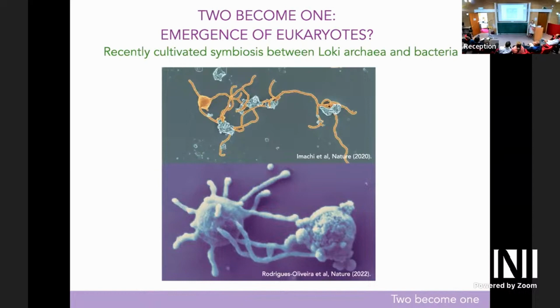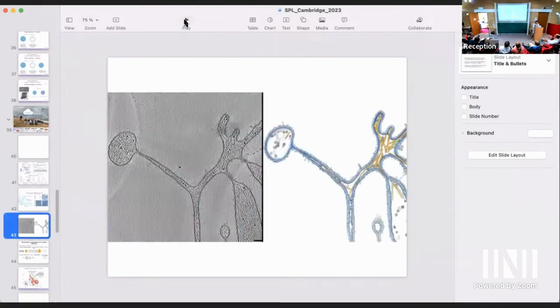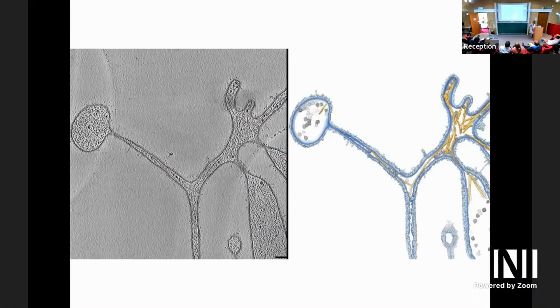When you say actin, is it monomeric or filaments? It is filament. Okay. Yeah, I should have put it here. So I might have a cryo structure. So this is what it looks like. This is another tentacle zoomed in, and we see actin here in yellow.